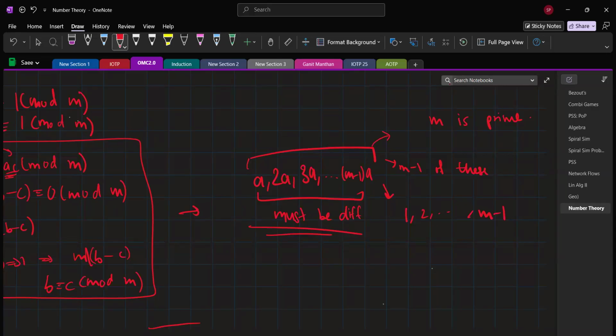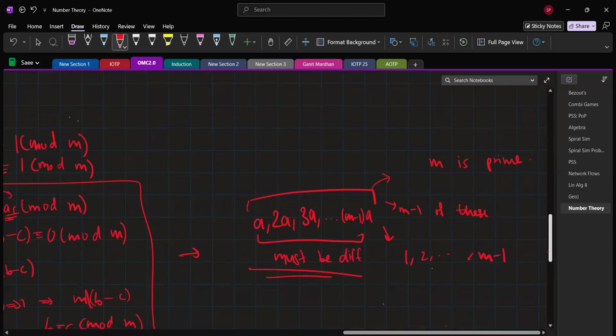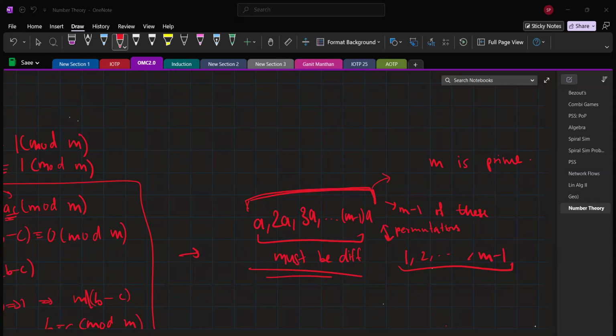Do people see this? These are just going to be permutations. What that means is this is just going to be 1 to m minus 1 in some other order. Does that make sense to everyone? Yes.